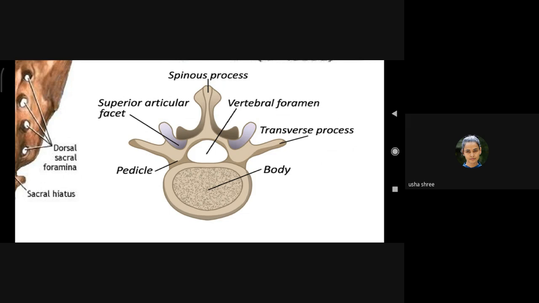Is it clear? A hollow structure is present in between the body and the spinous processes, that is labeled as the vertebral foramen. We have already discussed earlier, foramen means cavity. Is it clear? Yes, ma'am. So our spinal cord goes through this vertebral foramen.